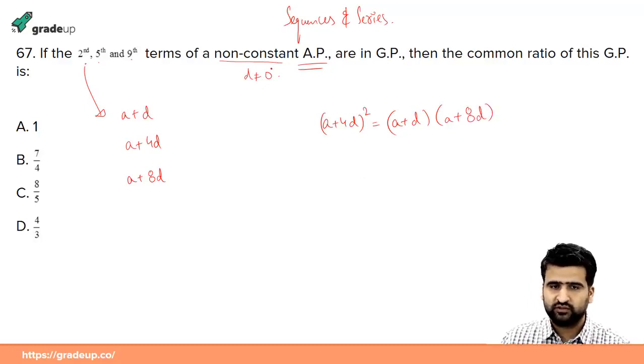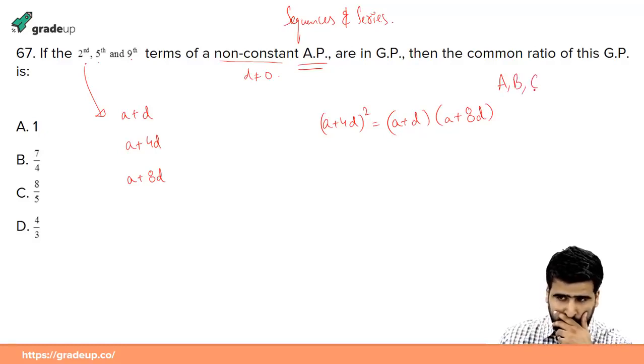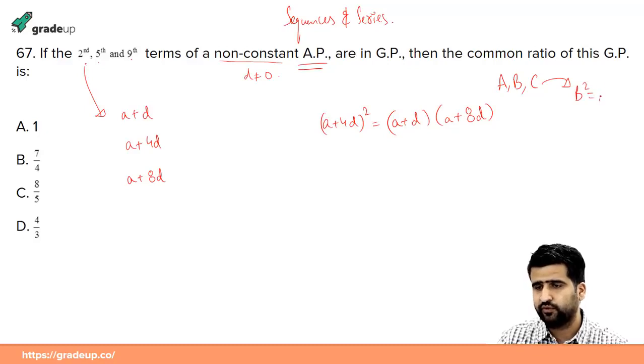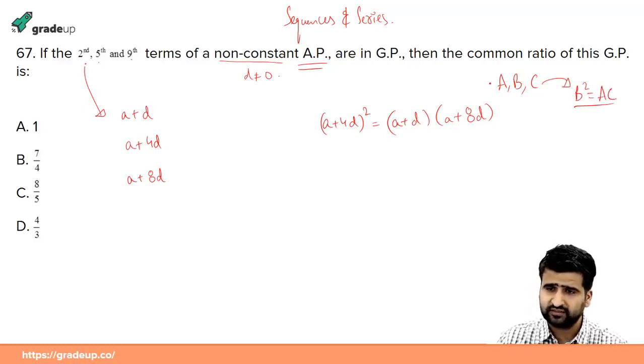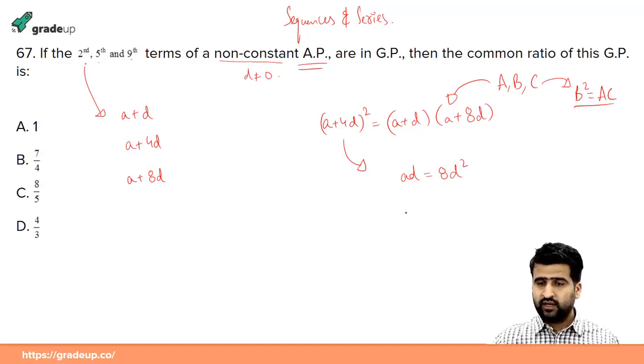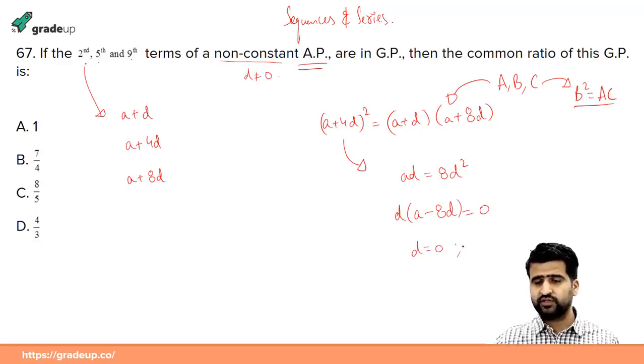Alright, because if you have three numbers in GP, you get b square is equal to AC. So that's what we applied over here. On solving, you will get the final result as AD is equal to 8D square. And if you solve it further, simplify it, you get D times A minus 8D is equal to 0. So either D is equal to 0 or A is equal to 8D.